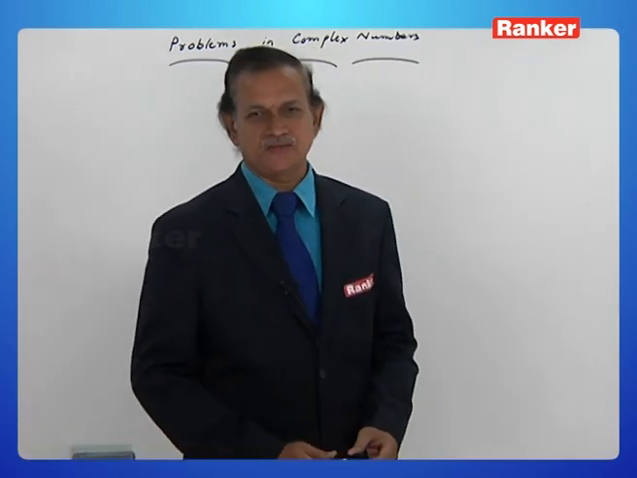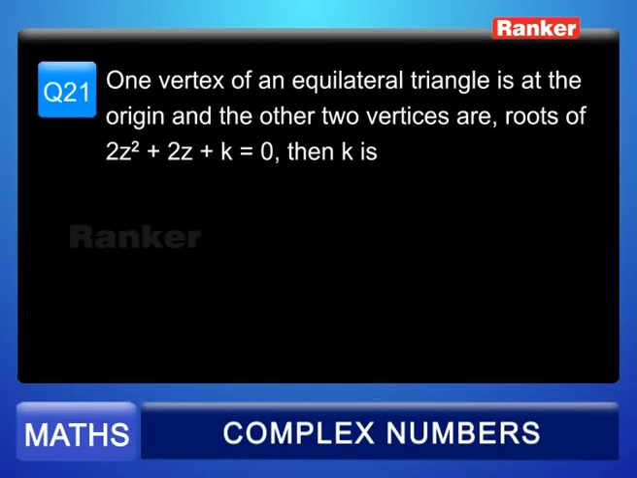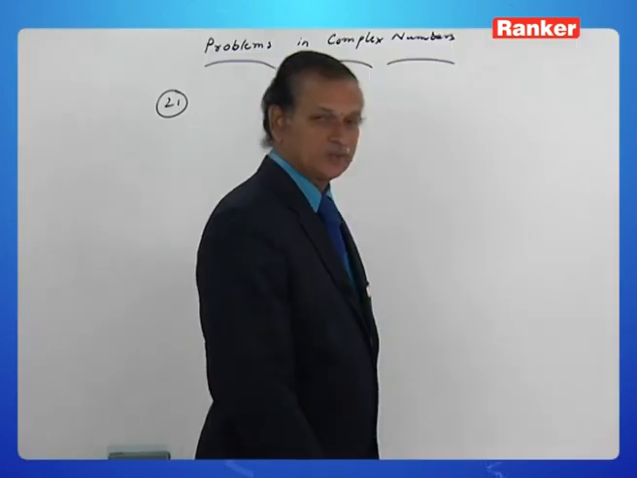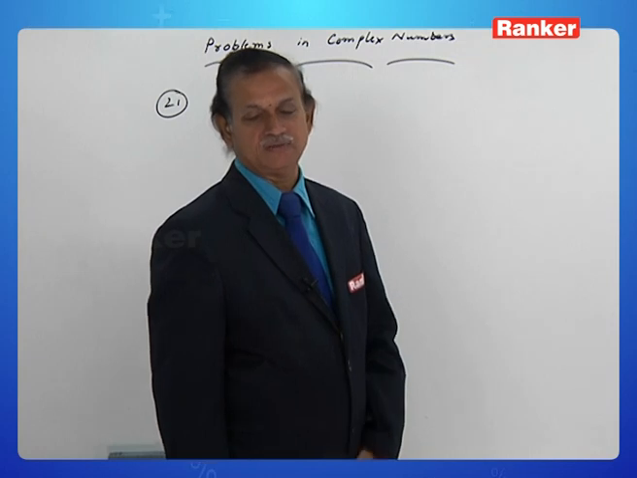The next question, that is question number 21. One vertex of an equilateral triangle is at origin and the other two vertices are of course the roots of the equation 2z square plus 2z plus k is equal to 0. Then what is the value of k? He is asking us. So the value of k, option A is 1, option B is 1 by 3, option C is 2 by 3 and option D is 1 by 2. Let us have a check for that. Let us observe that carefully.